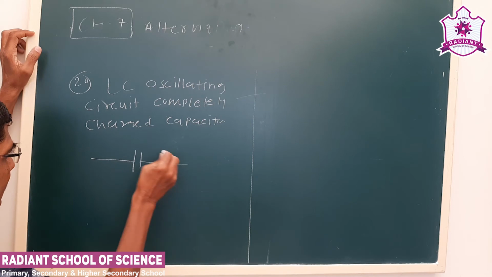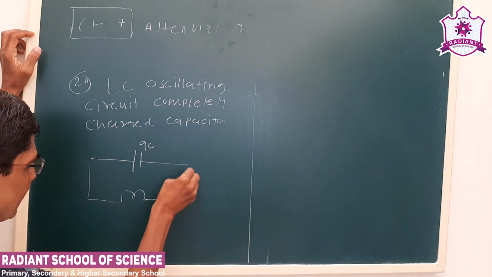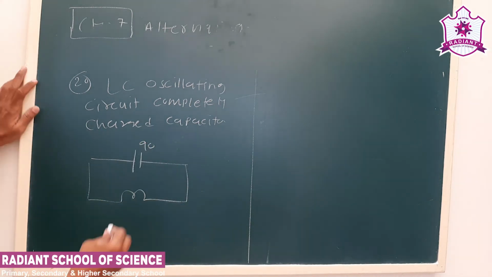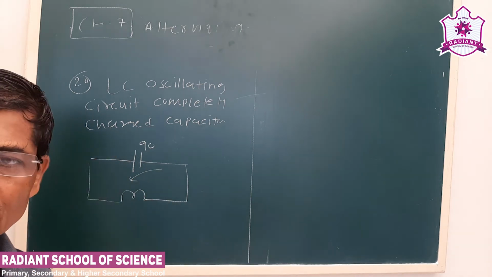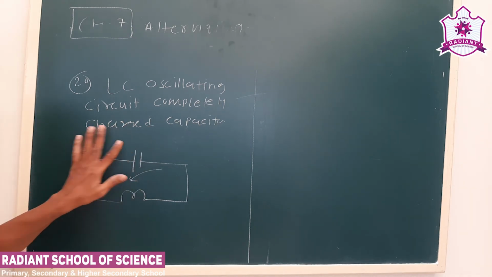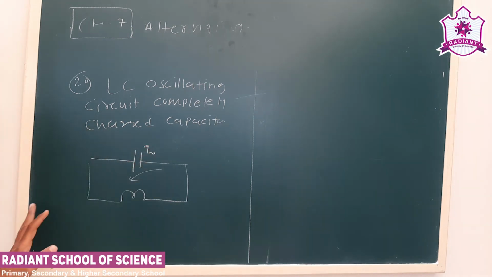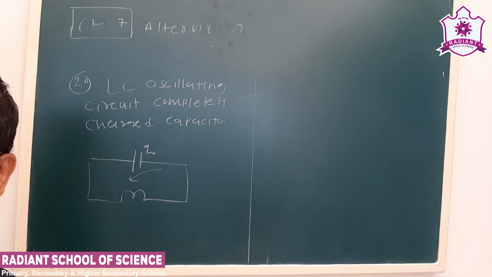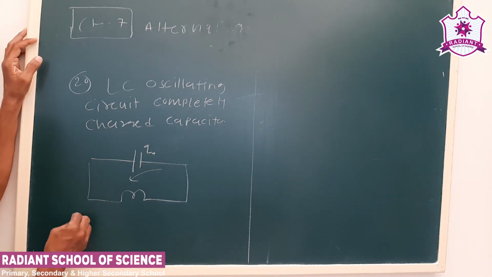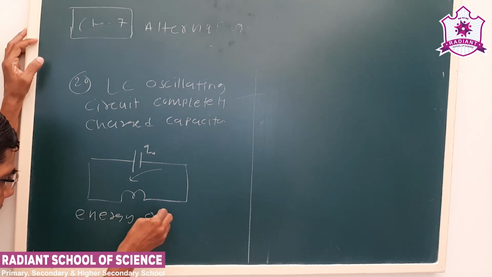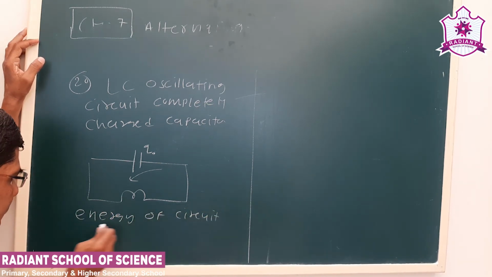Now let us say the capacitor is completely charged. We assume the charge is Q0. We connect an inductor. So what happened? With the passage of time, energy in the form of electric field will be converted into magnetic field. This will be an energy conversion process in which the energy of the capacitor is decreasing. So when a completely charged capacitor is connected with the inductor, the energy of the circuit will decrease.